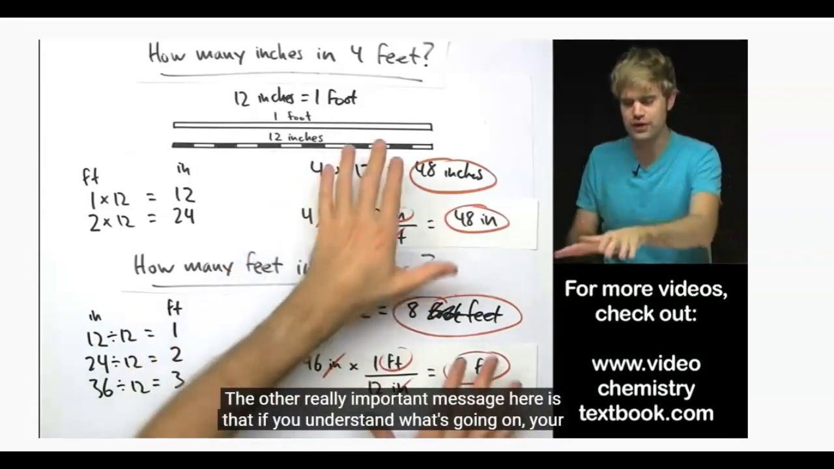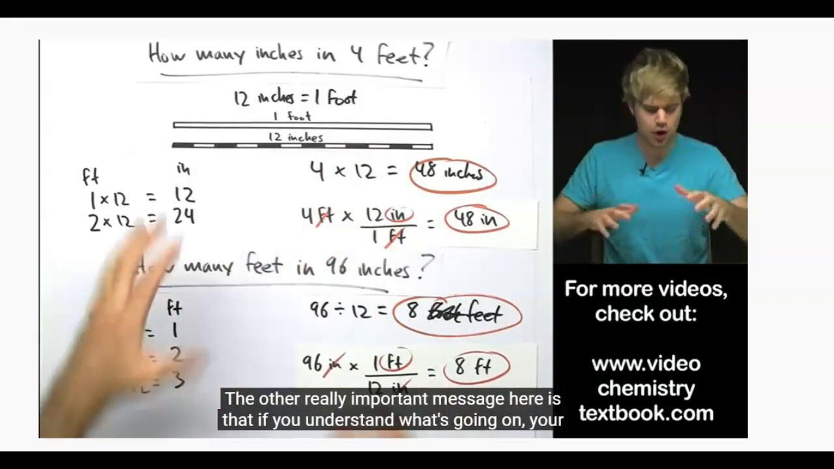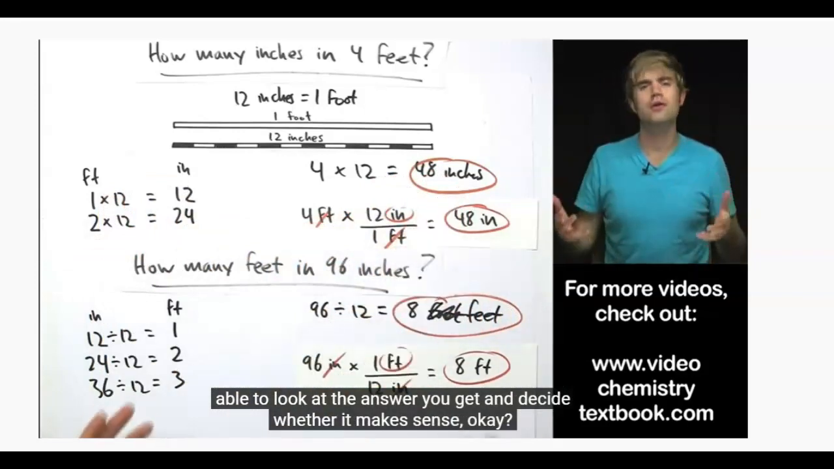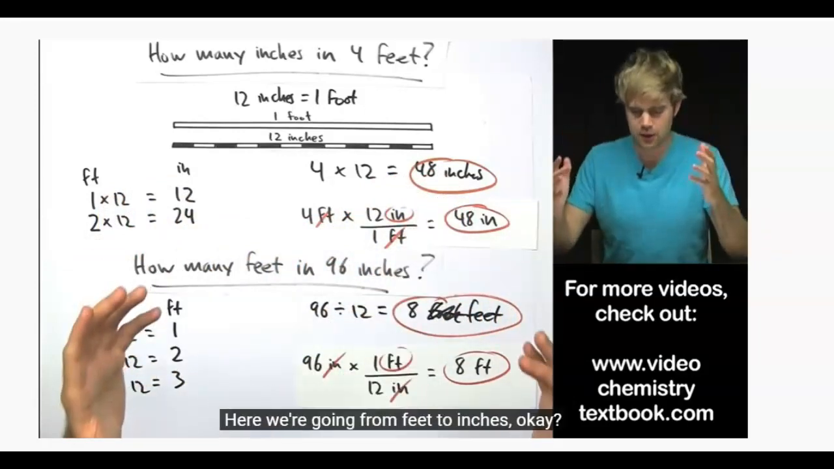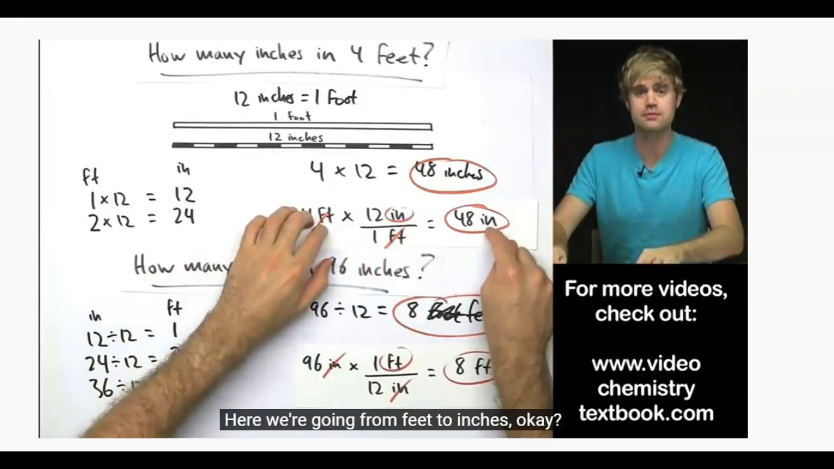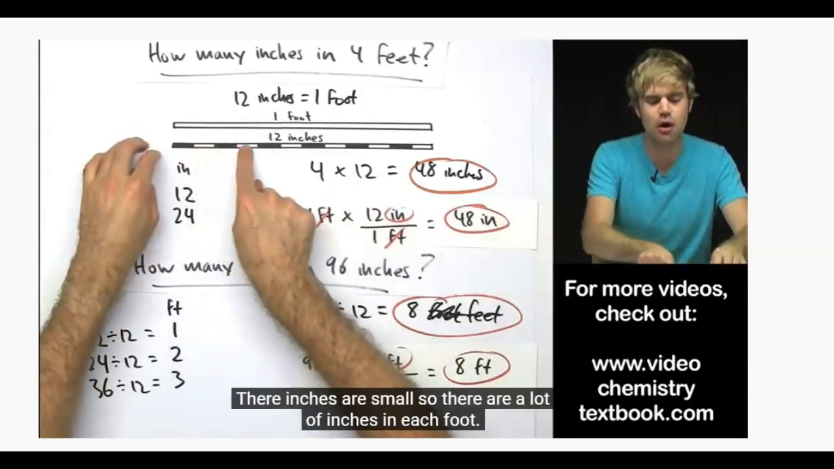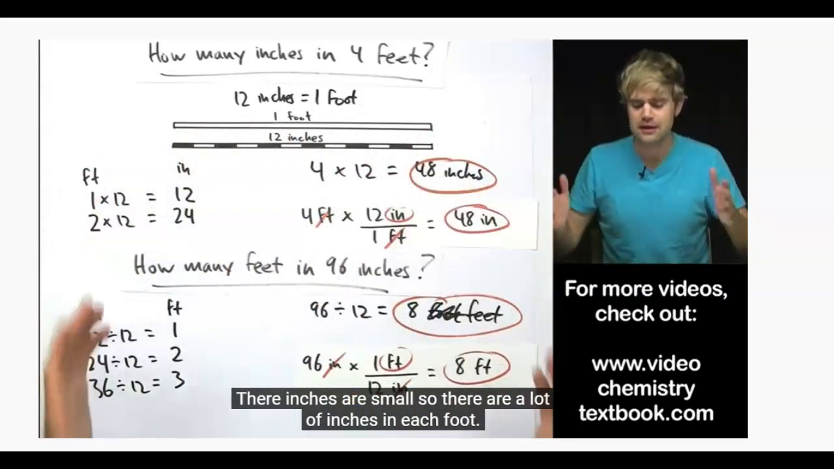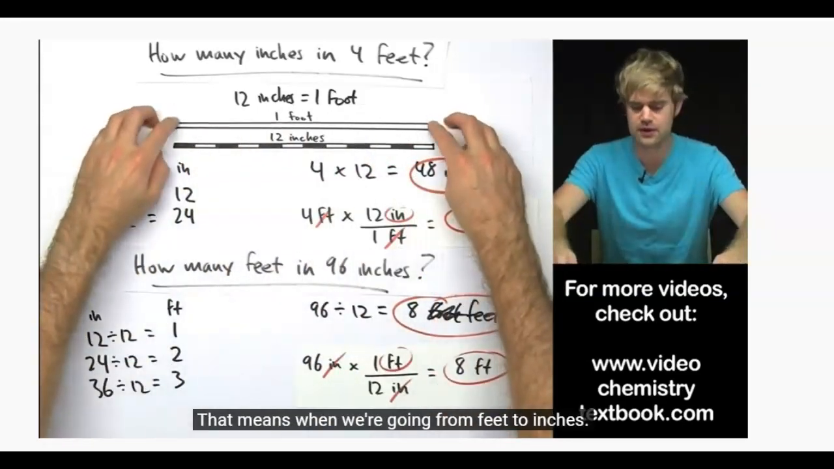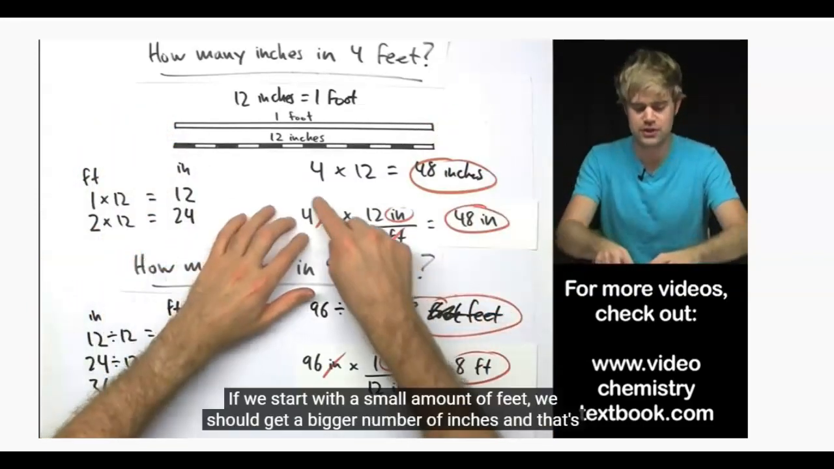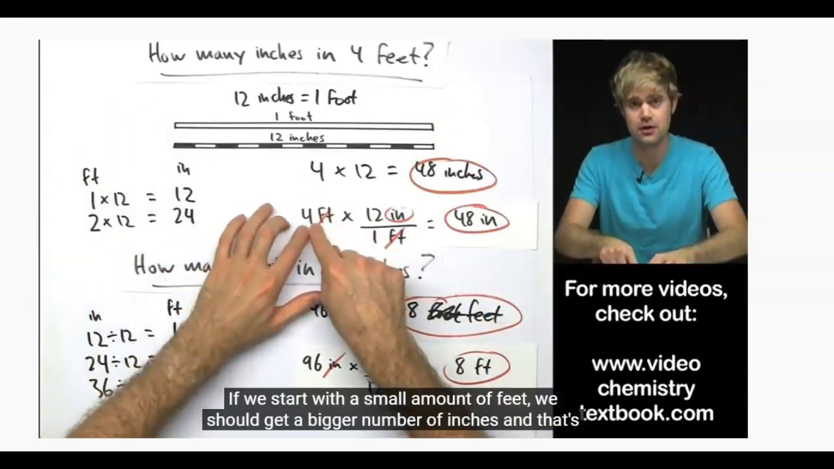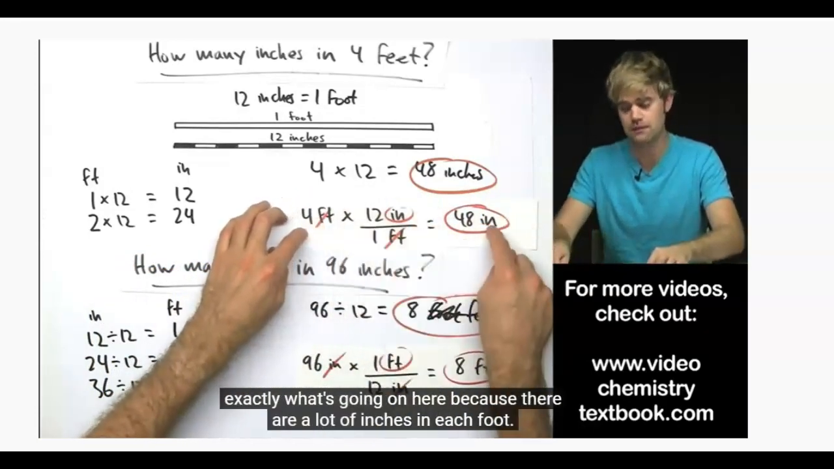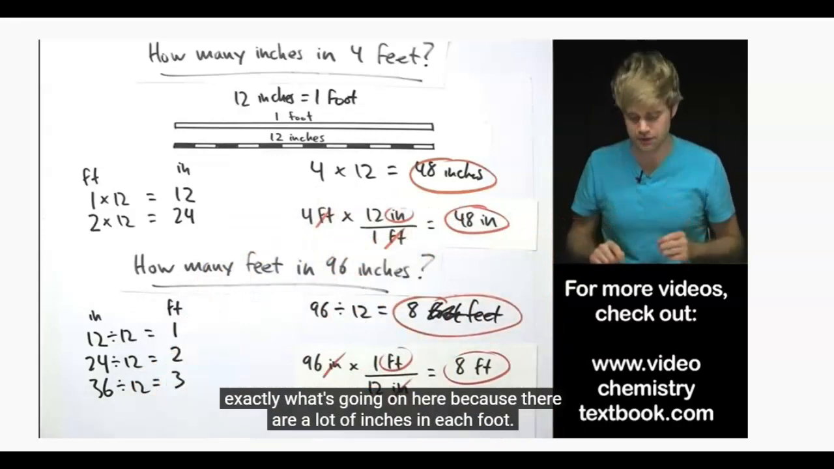The other really important message here is that if you understand what's going on, you're able to look at the answer you get and decide whether it makes sense. Here we're going from feet to inches. Inches are small, so there are a lot of inches in each foot. That means that when we're going from feet to inches, if we start with a small amount of feet, we should get a bigger number of inches. And that's exactly what's going on here, because there are a lot of inches in each foot.